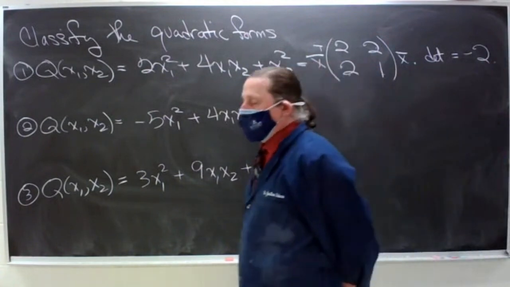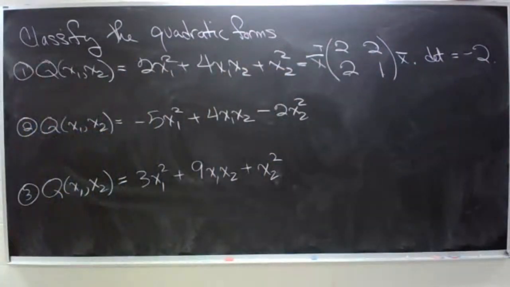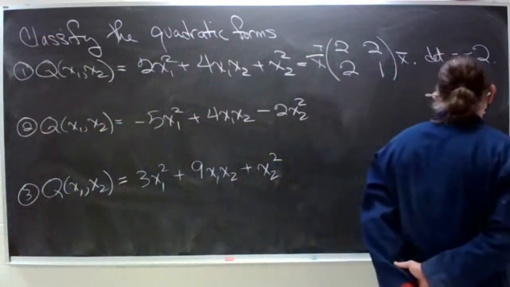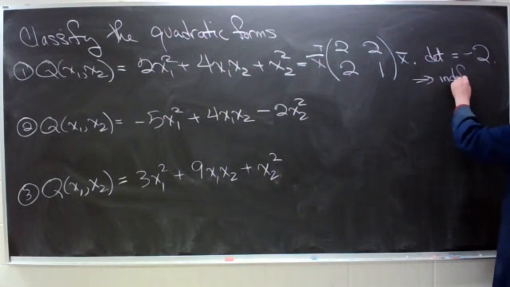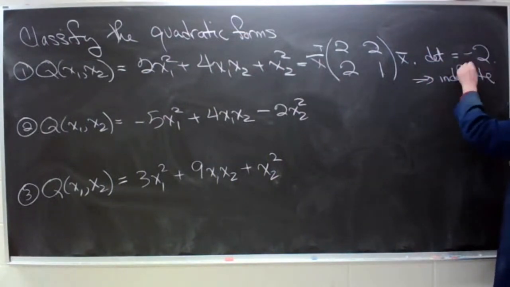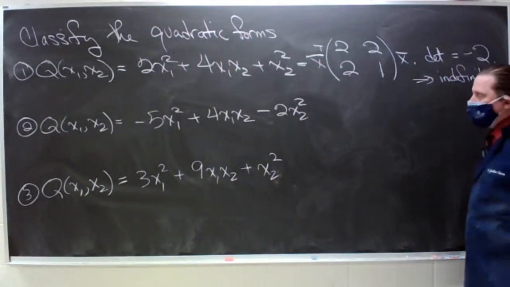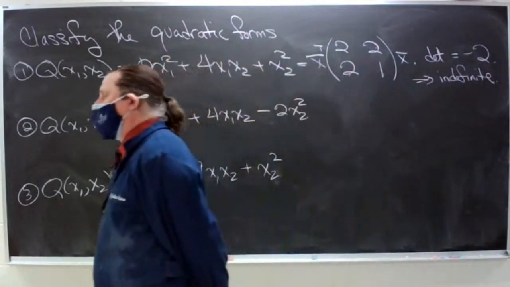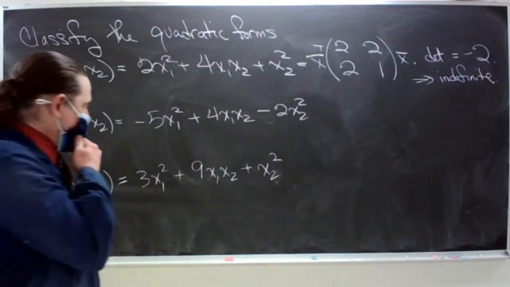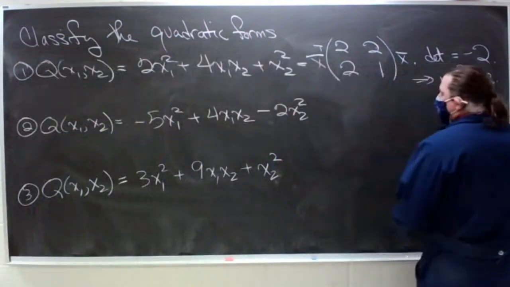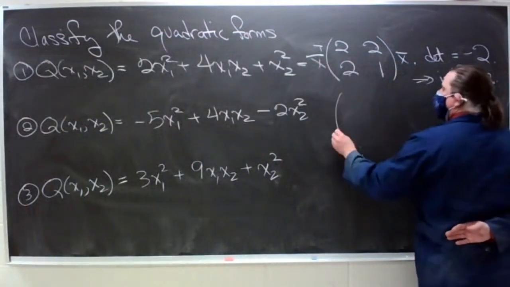The determinant is negative, therefore the eigenvalues have distinct sign. One's positive, the other one's negative. So this quadratic form is indefinite. Let's do the next one.